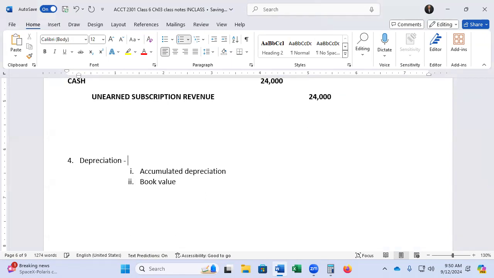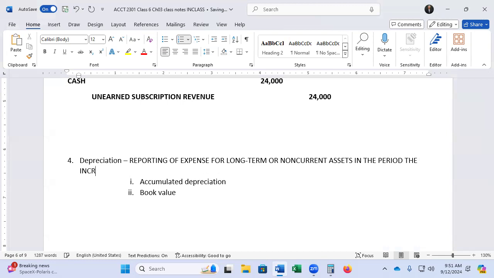Okay, we've got depreciation. Depreciation is the reporting of expense for long-term or non-current assets in the period incurred. If we buy a building, we're not going to use that building up all in 1 year. We assume a building's going to last somewhere between 20 and 50 years, depending on the type of building. And so we've got to expense it a little bit each year based on the type of formulas.